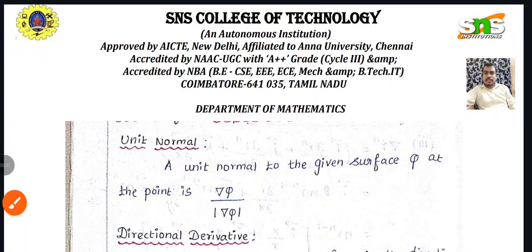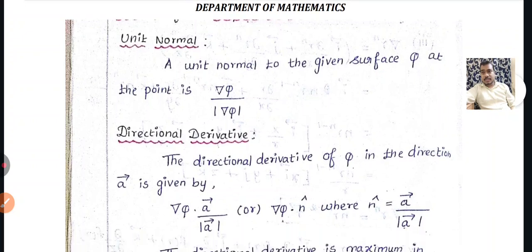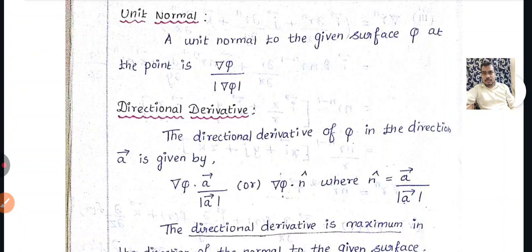Hello everyone. Earlier we discussed the basic definitions of vector calculus. In this video, we will see additional definitions and further examples. The next definition is the unit normal vector. A unit normal vector is denoted as del phi divided by modulus del phi for the given surface phi.